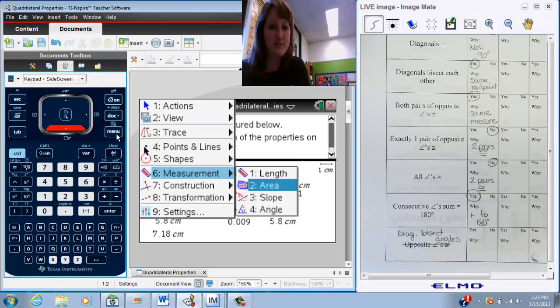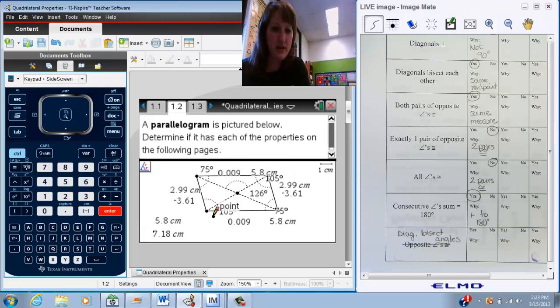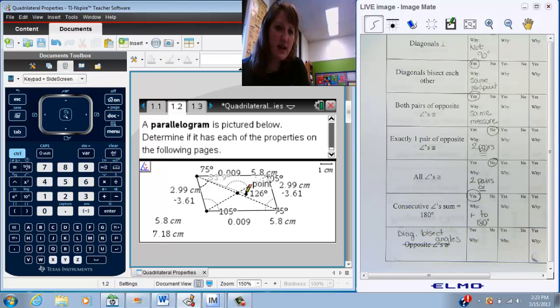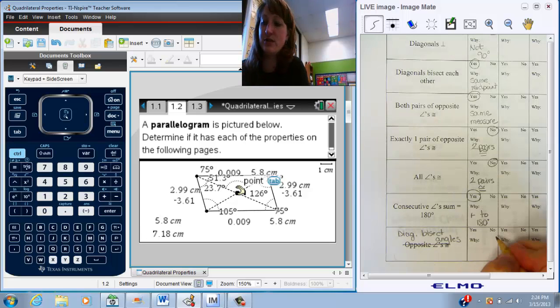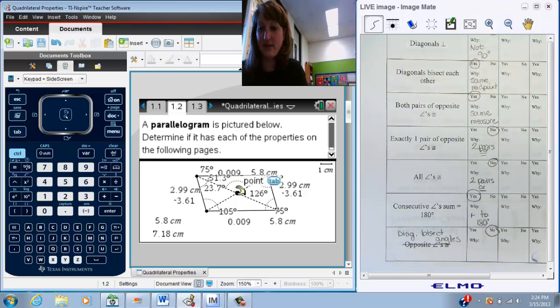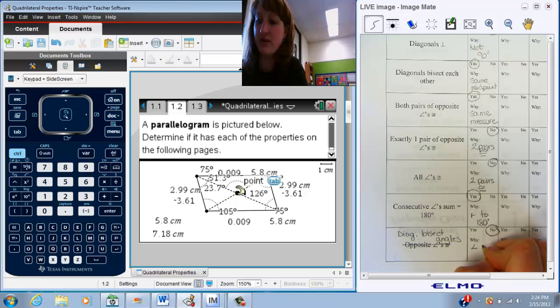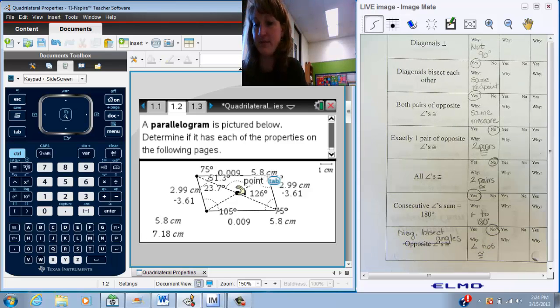I'm going to measure those angles. So I have an angle that goes from here to that vertex down to the opposite side, or opposite angle. That one's 51.3 degrees. And then I have the upper half of that angle, which is 23.7 degrees. Now, if you notice, the two angles add up to 75, but they're not equal to each other. So because they're not equal to each other, the diagonals do not bisect the angles. And why? Because the angles are not congruent.